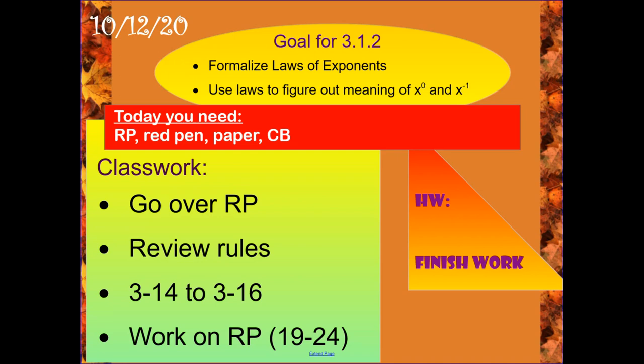For today, you will need the review preview because we're going to go over that. You'll need a red pen, paper, and you might want your Chromebook if you cannot see the screen well. That's really up to you. I should have everything up here so you can see it okay, but it's up to you whether you want to pause it and go to your Chromebook and follow along with the online book if the exponents are an issue as far as seeing them, okay?